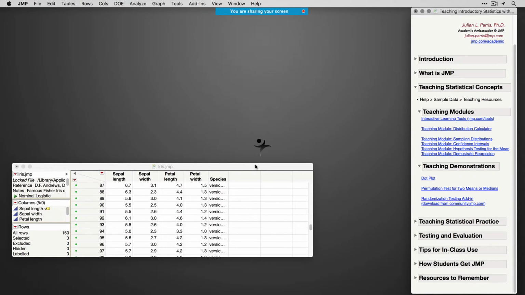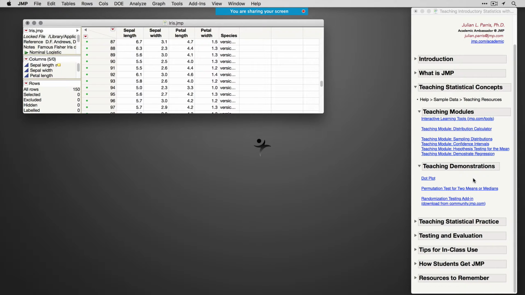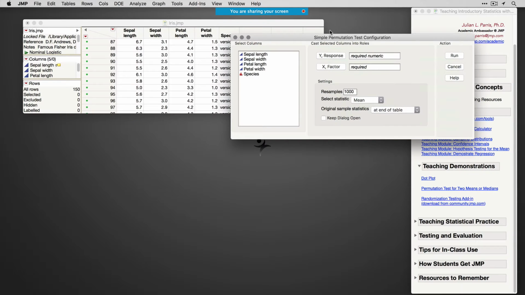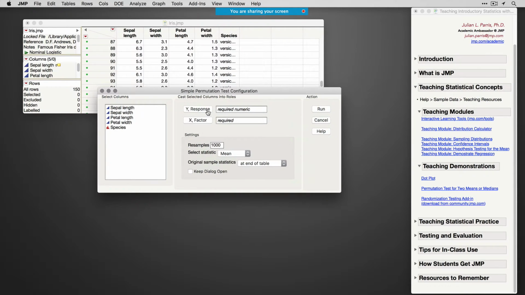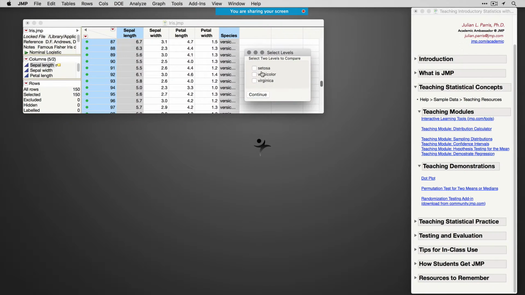Now, another thing you might be interested in showing, and this is certainly a modern way of demonstrating inference, are permutation tests or randomization tests. And so permutation testing, the idea here is to create a sampling distribution empirically from your own data. That is, presuming that you were to shuffle the labels, let's say, of species, and wanted to look at, let's say, differences in terms of sepal length. So if we wanted to, let's just compare two of these different flowers.